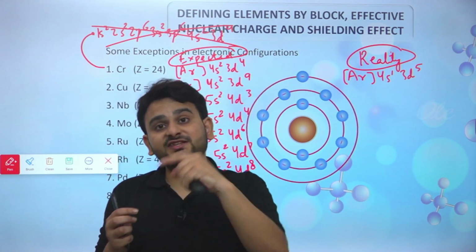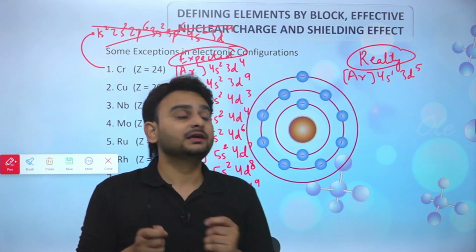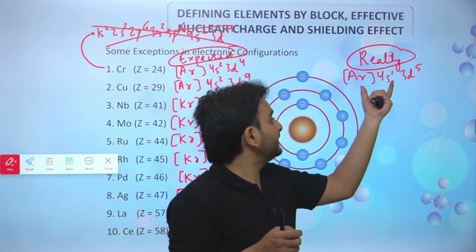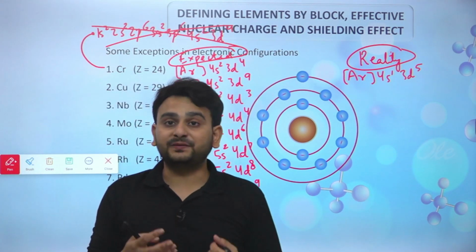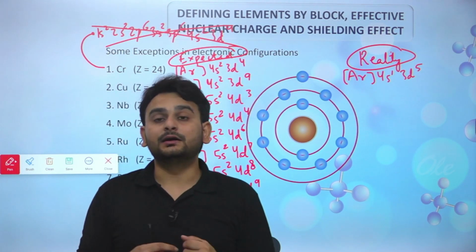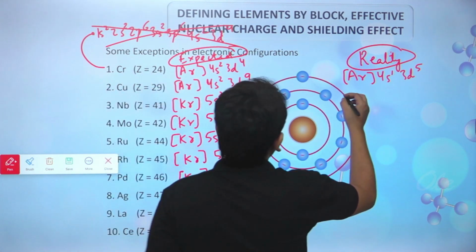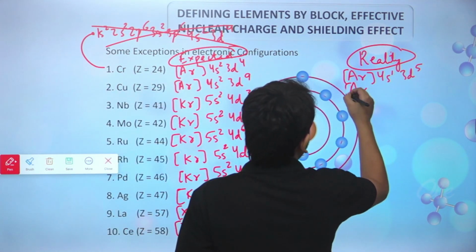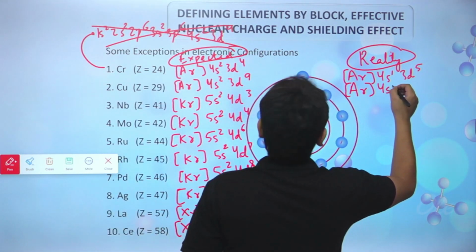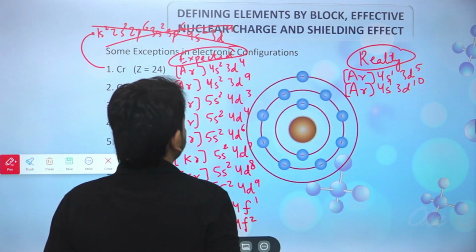Because the exchange energy required for one electron going from 4s to 3d is much less in comparison to the stability that is obtained. So the net energy exchange would be lower, and a more stable configuration will be this. For example, the reality of copper is argon 4s1 3d10. Now we have one half filled and one fully filled subshell.